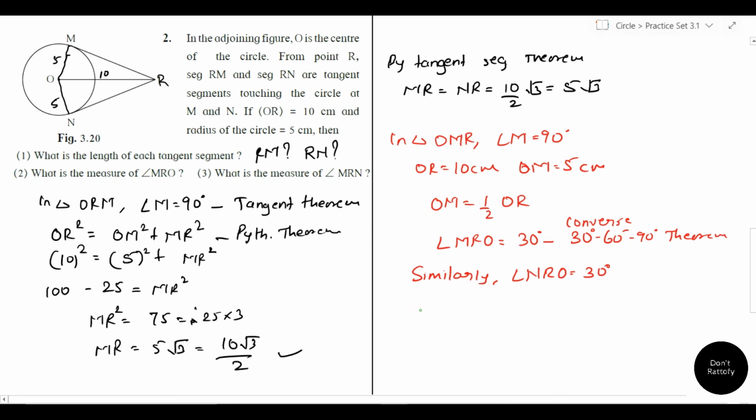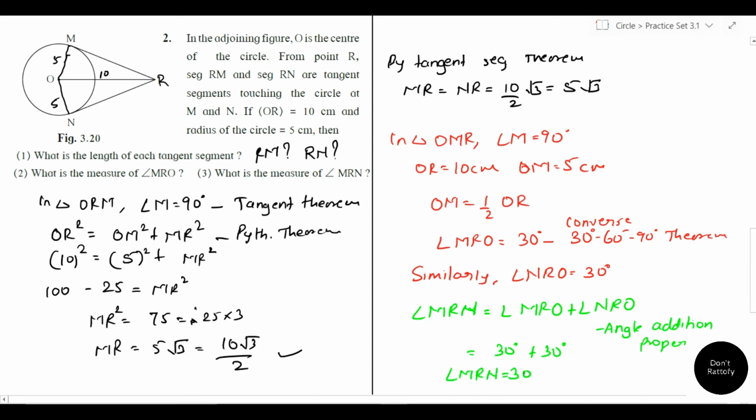Okay, so the final is I have to find angle MRN. Angle MRN is equal to angle MRO plus angle NRO. This is by angle addition property. This we have learned in the lower standards. MRN is equal to angle MRO plus angle NRO. Angle MRO measures 30 degrees, angle NRO measures 30 degrees. So angle MRN will measure 30 plus 30, 60 degrees.